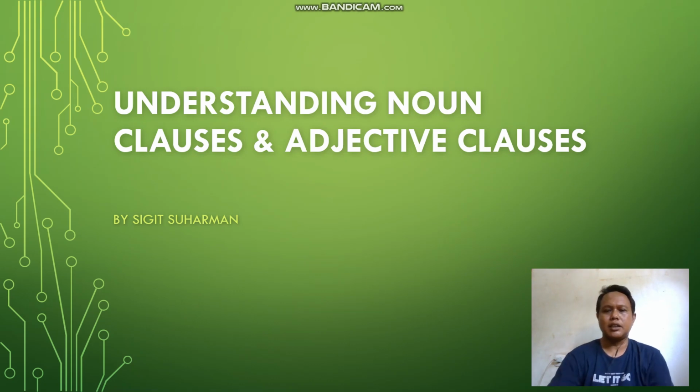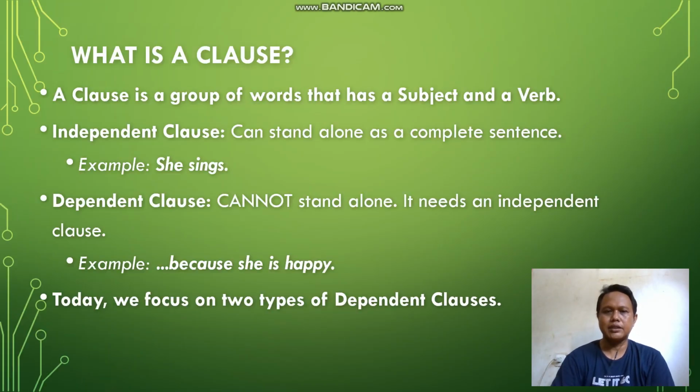Okay, let's try to discuss noun clauses and adjective clauses. What is a clause? A clause is a group of words that has a subject and a verb. So a clause has a subject and a verb, and clauses divide into two types. The first is independent clause and the second is dependent clause.